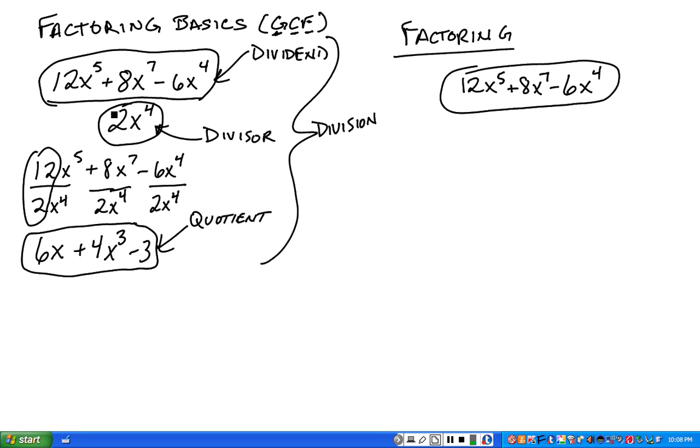The difference between the two is I don't have a divisor for factoring. It's not written in fraction form. You're just given the polynomial, and basically for factoring what you have to do is determine what the divisor is. So you have to figure the divisor out for yourself when it comes to factoring. So the way this goes is first I want to check coefficients.